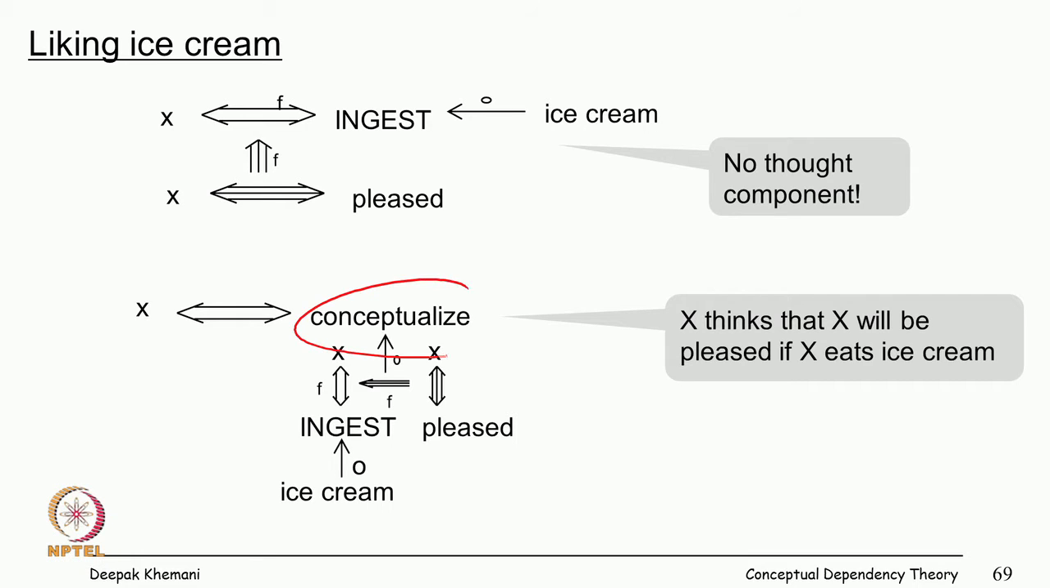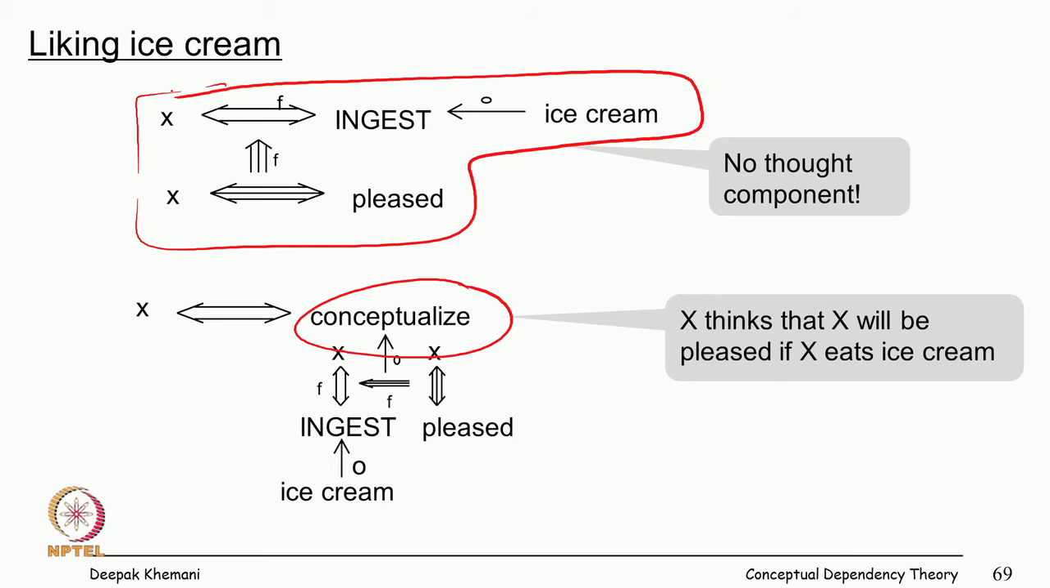He conceptualizes the same thing that we have here, that if x eats ice cream, then x will be happy. The same thing is here, that if x eats ice cream, then x will be happy. But now, this whole conceptual structure or conceptualization is an object of x's thinking essentially. So, when I say conceptualization, you can say thinking.